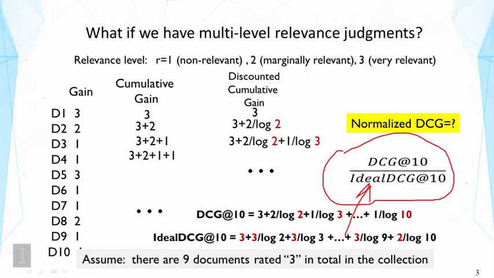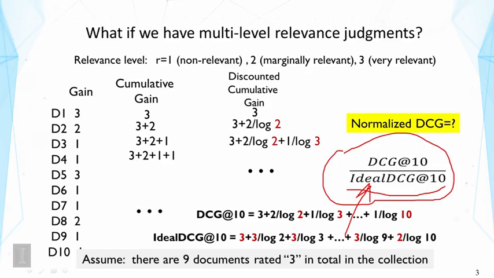Now, what if we don't do that? Well, you can see this normalization doesn't really affect the relative comparison of systems for just one topic, because this ideal DCG is the same for all the systems. So the ranking of systems based on only DCG would be exactly the same as if you rank them based on the normalized DCG. The difference, however, is when we have multiple topics.